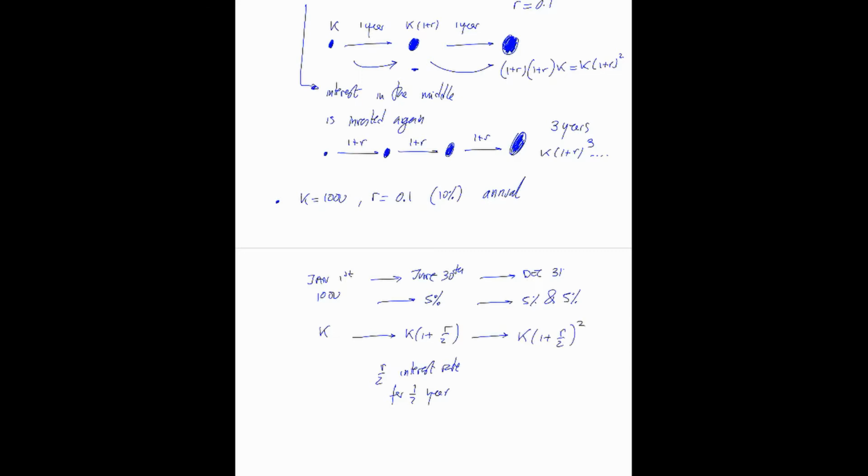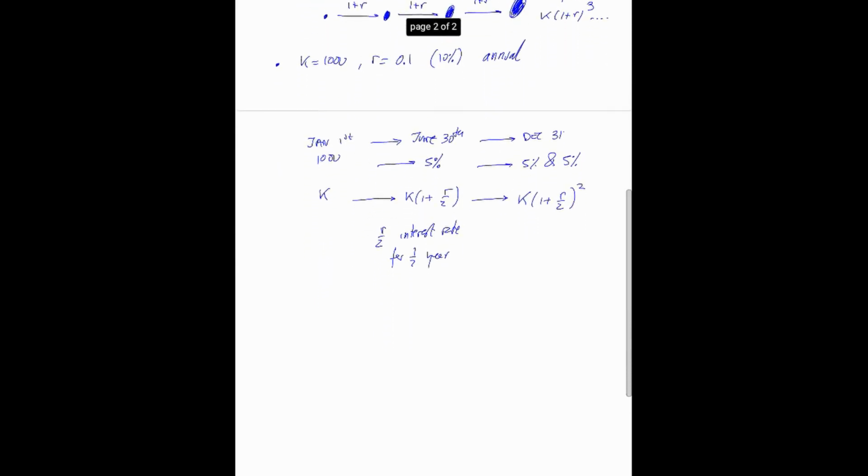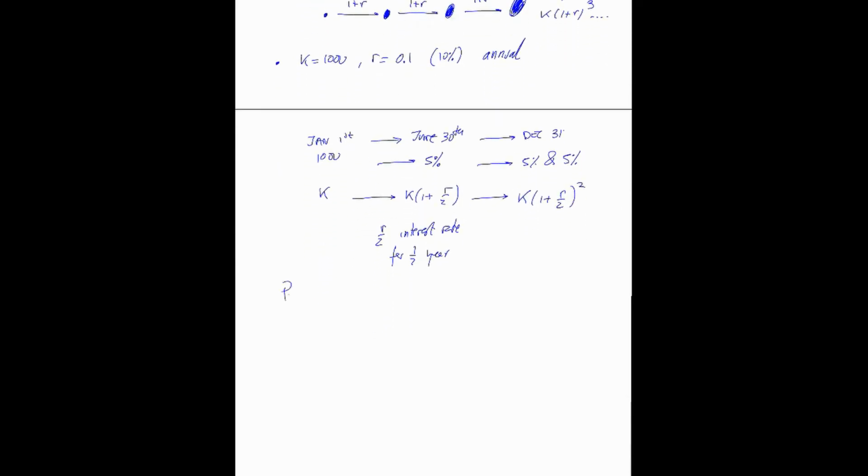How much money do you have? Have you earned more or less than before? Previously, we had 1,000 times (1 plus 0.1), which was 1,000 times 1.1, which is 1,100. And now we have 1,000 times (1 plus half of the interest rate, 0.05), squared, and this is equal to 1,102.5. So you earned a little bit more.